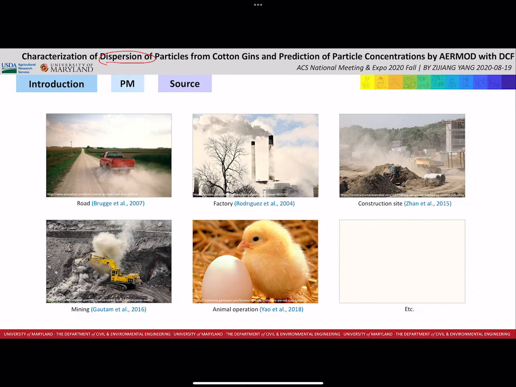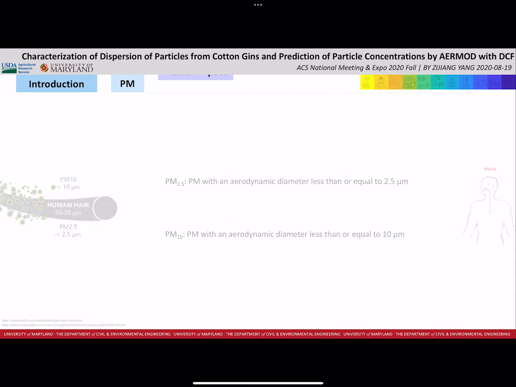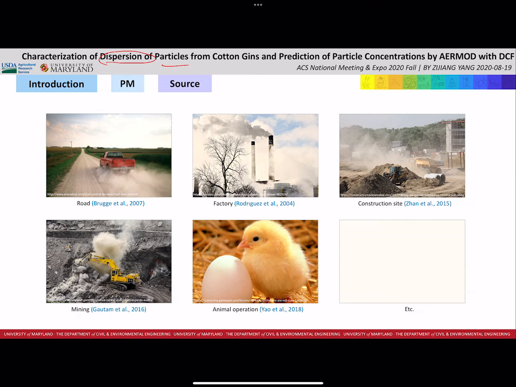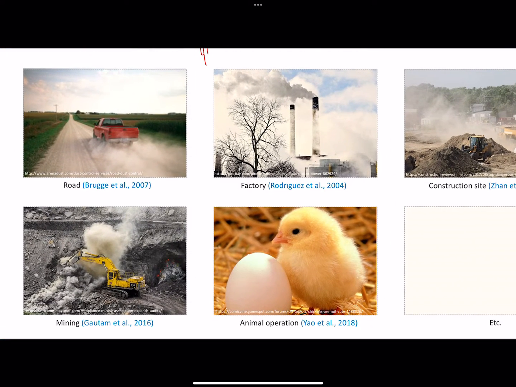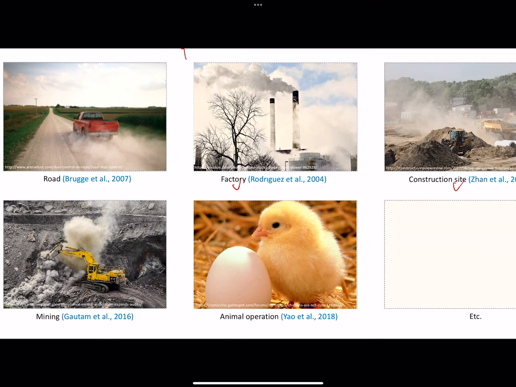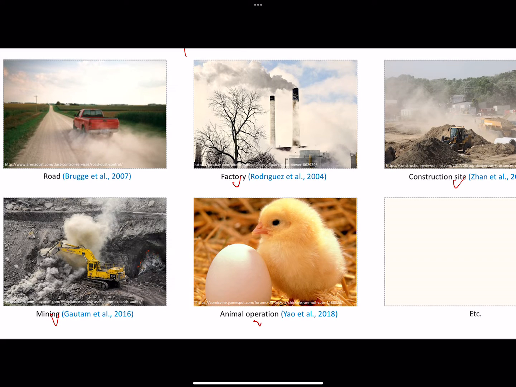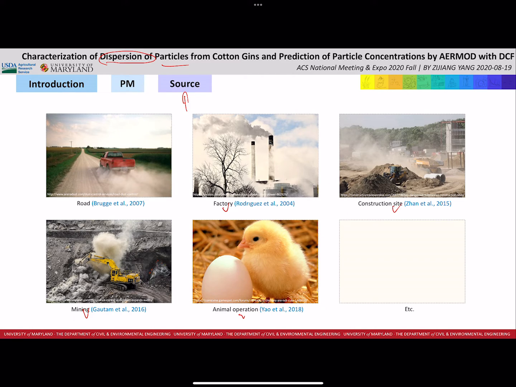dispersion of the particulate matters. So in the next lecture, I will talk about dispersion. But for this lecture, we are talking about air pollutants. Here I show the sources of particulate matter. We can see particulate matter can come from roads, especially roads with no cement or no plants. It can also come from factories, construction sites, mining, and animal operations, like chicken farms, and so on.